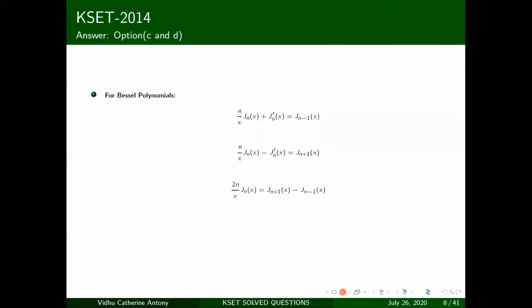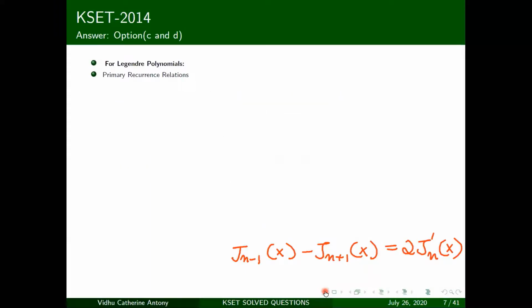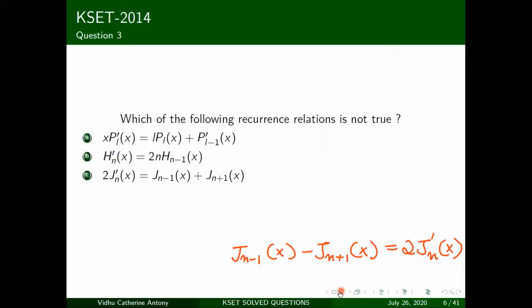So I think the next one that you have is the one that's confusing. Let's just write it down: jn minus 1 of x minus jn plus 1 of x is equal to 2j prime n of x. Let's go back and look at it. Now you realize in your Bessel function, the only difference was that negative sign. So you won't even look at it. You see these two terms and then you'll just tick it off.